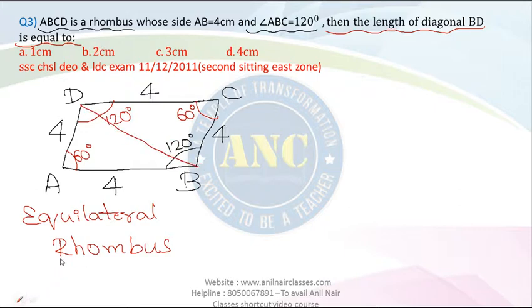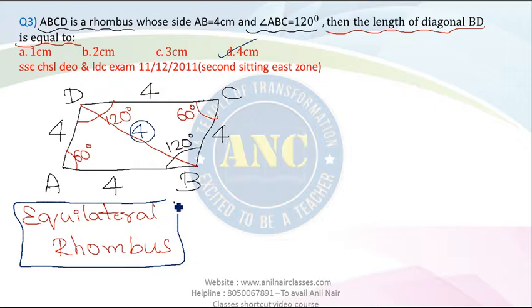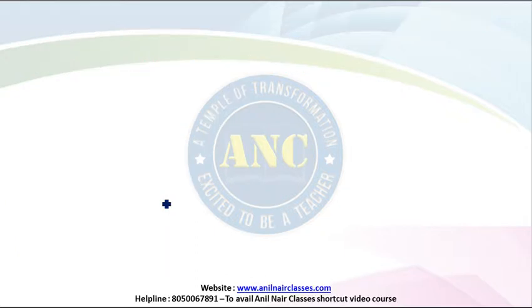And I also told you one more key point, that one of the diagonals, in this case BD, is equal to the length of the side of that rhombus. It is 4. So the answer is 4 centimeter for this question. It is just a 2-second or 3-second question if you know the meaning of equilateral rhombus, which I have already discussed. I hope it is very clear for you.